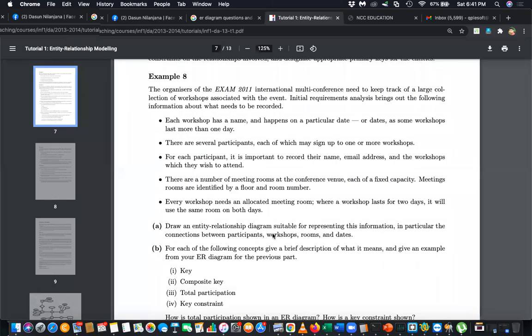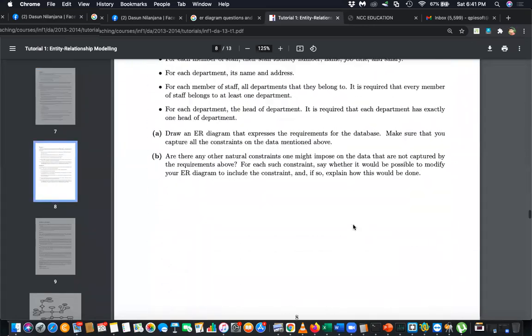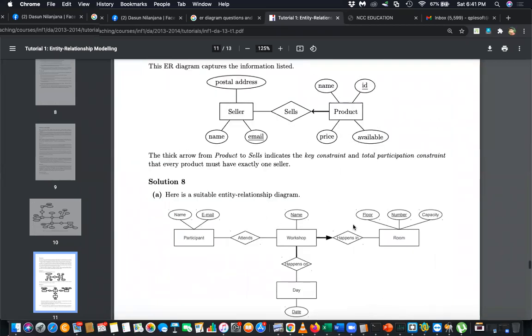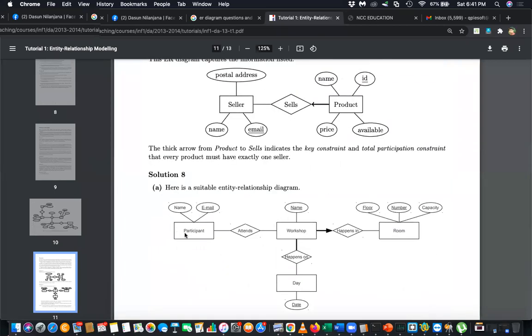So the workshop is allocated. Basically, a workshop has a day, and that day can be 1 or 2 dates. So that's why this relationship is given like this. Right? So participant has a name and email, and it attends a workshop. Workshop has a name, and it happens in a room where the floor number and the room number are the primary keys. Both need to be underlined, and there's a capacity of the room. Room has a capacity.